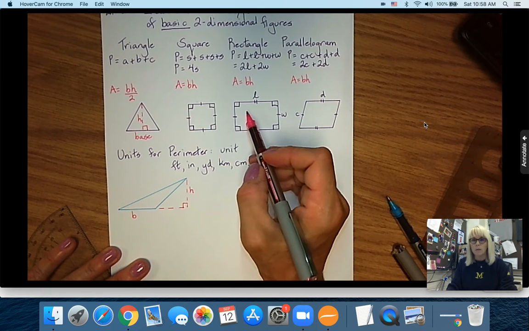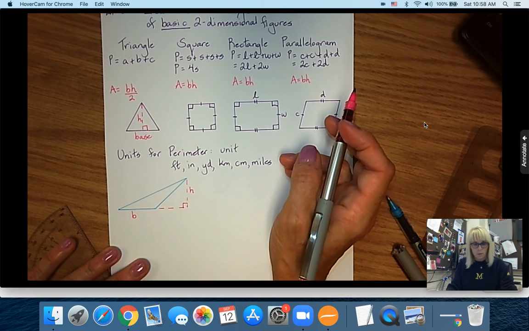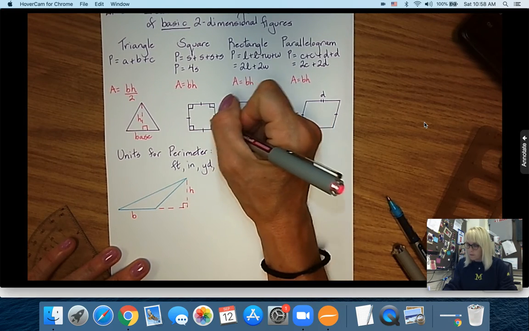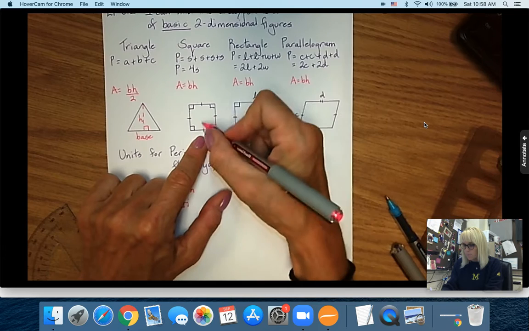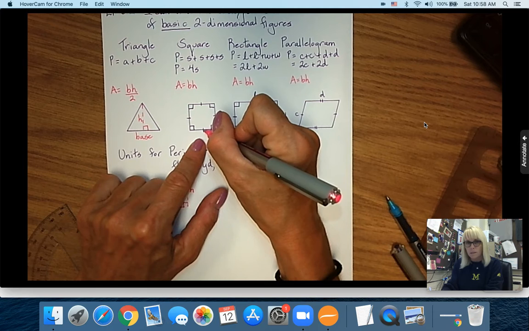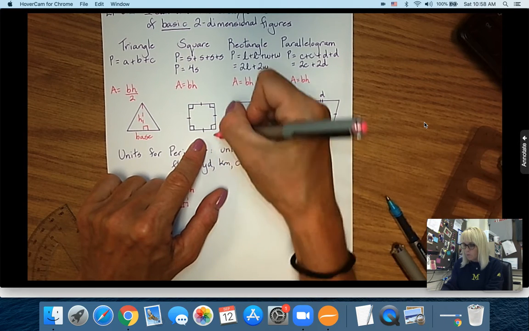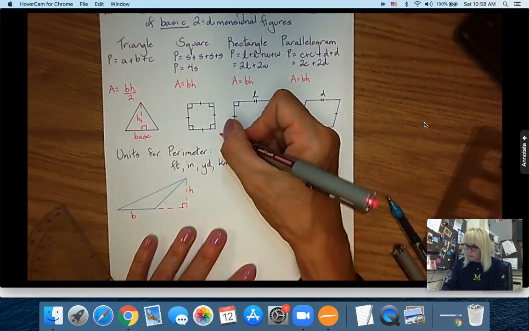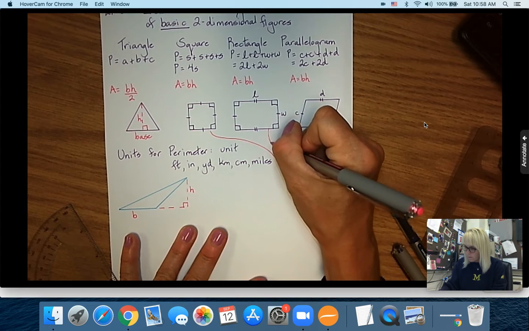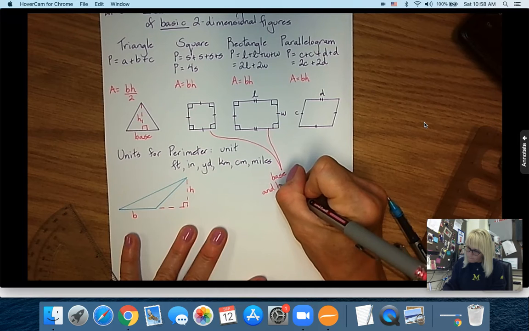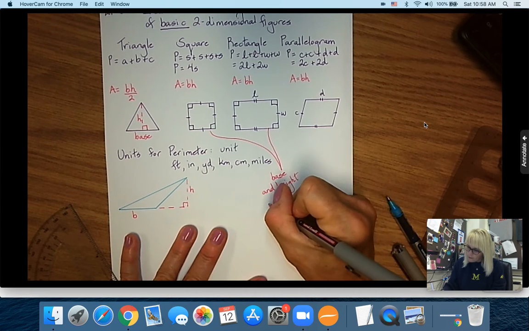Well, with squares and rectangles, it's easy to figure out where the right angles are because all four angles are right angles. Okay, so let's say for this square here, it doesn't matter if we call this side the base or this side the height. We could also call this side the base and this side the height, because this forms a right angle with this side and this forms a right angle with this side. So in these two examples over here, base and height are interchangeable.